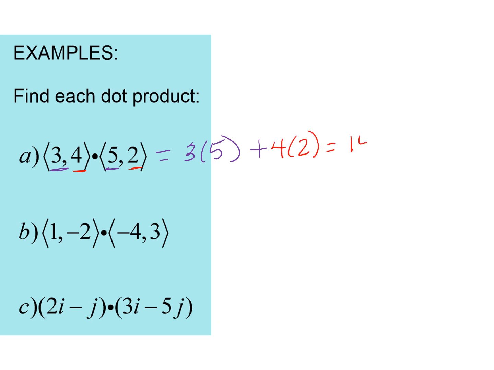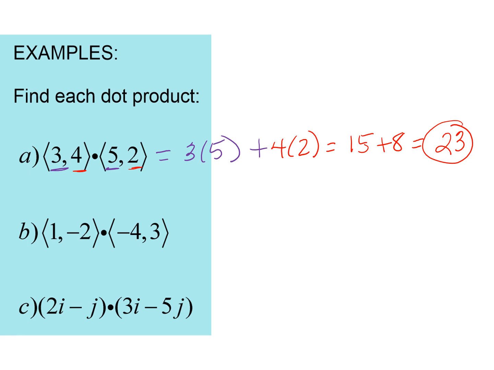So 15 plus 8 is 23. And that's all a dot product is. It just gives us a number, again, a scalar. So horizontal times horizontal plus vertical times vertical.